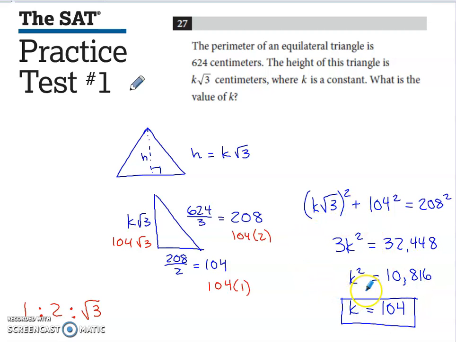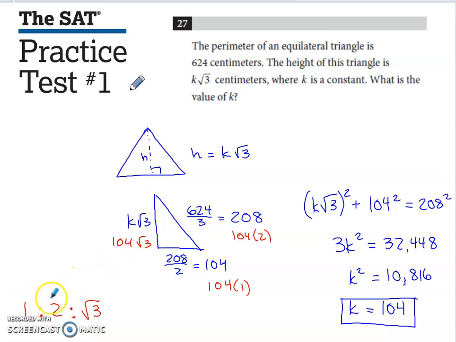So that's one way to figure out that k needs to equal 104. Another way would be if you have your 30, 60, 90 right triangle ratios. This is a 30, 60, 90 triangle. Clearly we have a 90-degree angle here. The original angles in the equilateral triangle all measured 60 degrees, so that's a 60-degree angle here, and that only leaves 30 degrees of the 180 total for the triangle remaining for this upper angle.